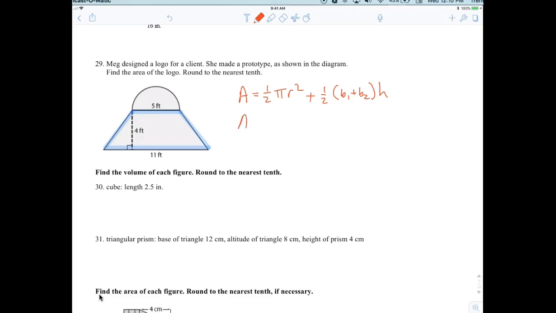So A equals 1/2 pi. What's the radius of the circle? 2.5. Does anybody understand why it's 2.5?